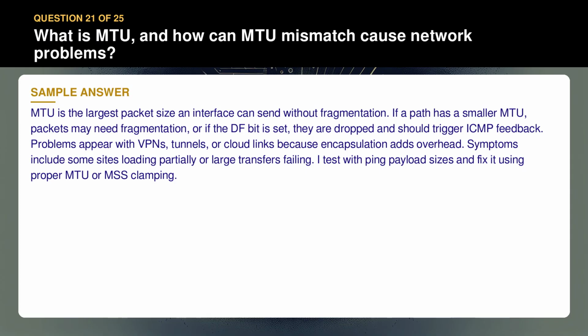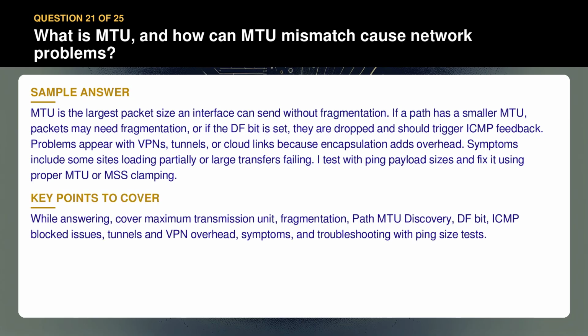Problems appear with VPNs, tunnels, or cloud links because encapsulation adds overhead. Symptoms include some sites loading partially or large transfers failing. I test with ping payload sizes and fix it using proper MTU or MSS clamping. While answering, cover maximum transmission unit, fragmentation, path MTU discovery, DF bit, ICMP blocked issues, tunnels and VPN overhead, symptoms, and troubleshooting with ping size tests.